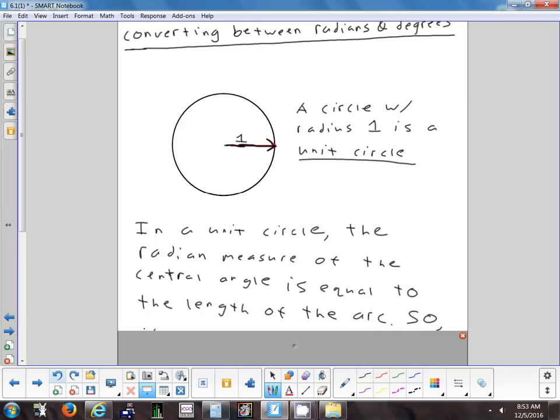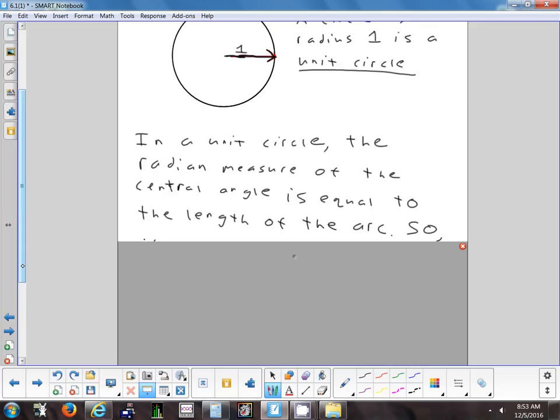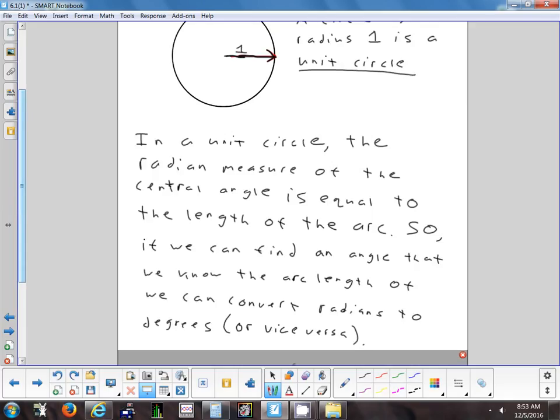Any questions on that idea? All right, so this is the idea that you need to think about in your head. We need to find an angle. You can pick anything you want in radians that we already know the arc length for. And that's going to help us come up with a formula to convert radians to degrees.